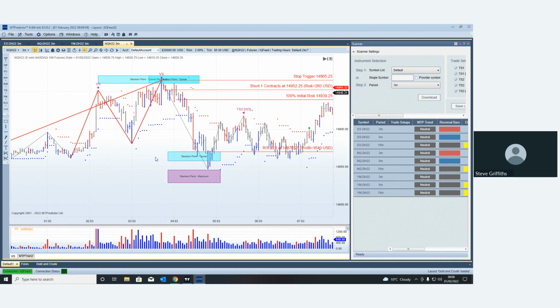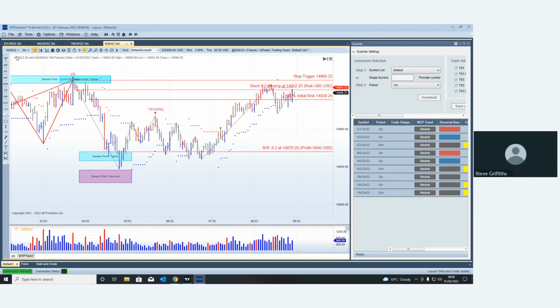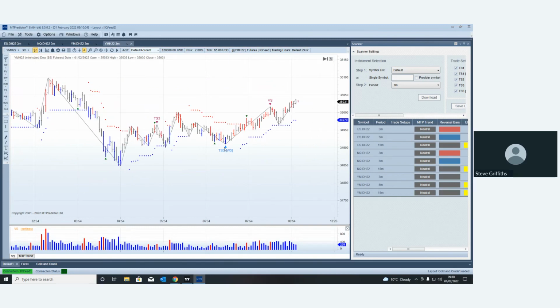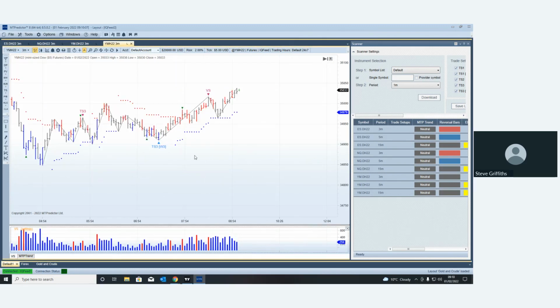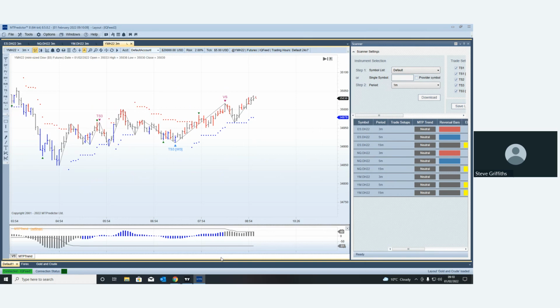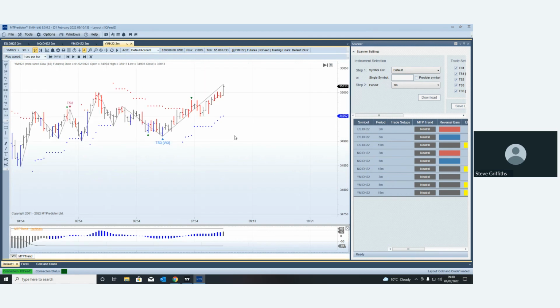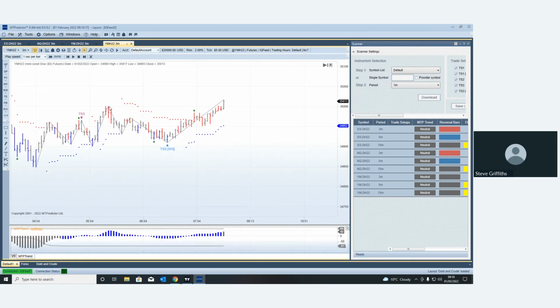Do they all work out as anticipated? Of course not, because if I look at, again on the 3-minute from this morning, the YM, here again is a VS setup with our MTP trend. If I go back to here, it does look like it failed at that previous high.